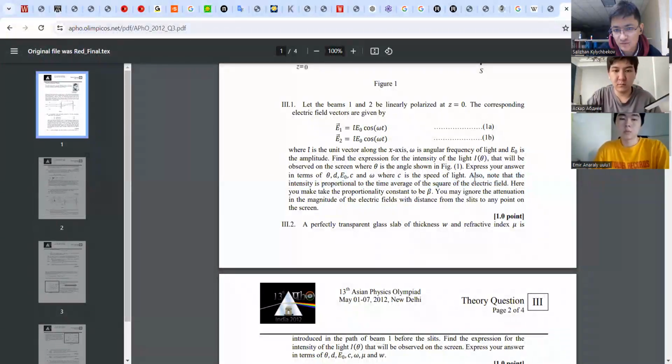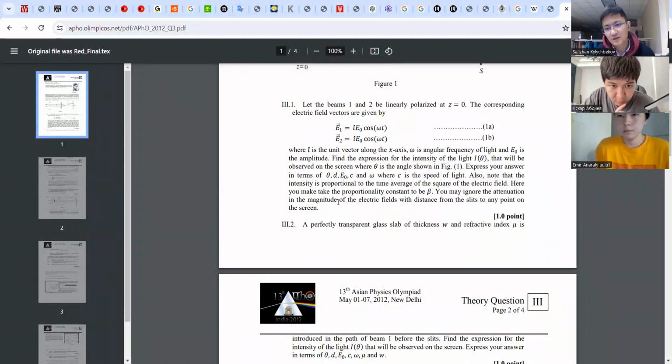Unless you solve problems beforehand, it's hard to do that. Here you make the proportionality constant to be beta. You may ignore the attenuation, and attenuation again, exponential attenuation is correct.